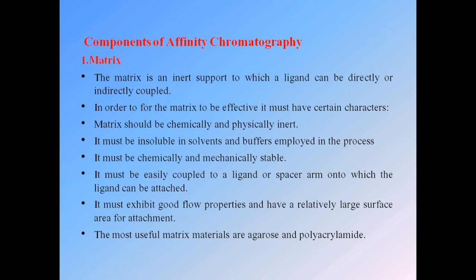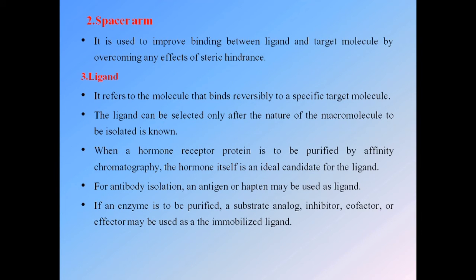The most useful matrix materials are agarose and polyacrylamide. Next component of affinity chromatography is the spacer arm. It is used to improve binding between ligand and target molecule by overcoming any effect of steric hindrance. Third component of affinity chromatography is the ligand. It refers to the molecule that binds reversibly to a specific target molecule.